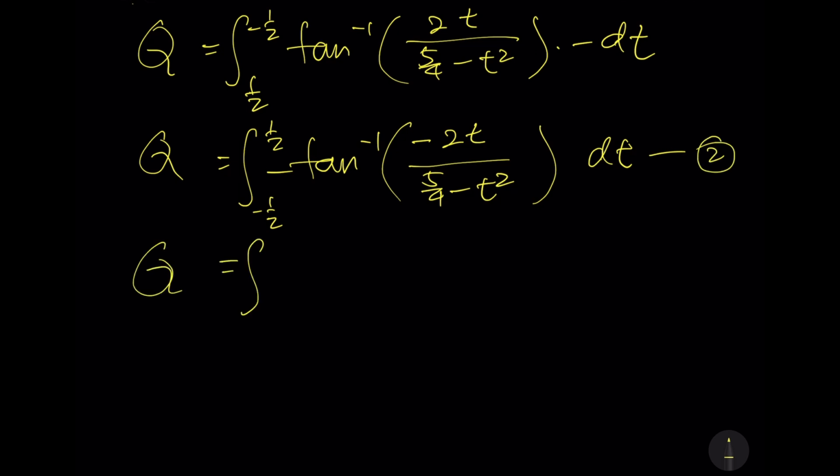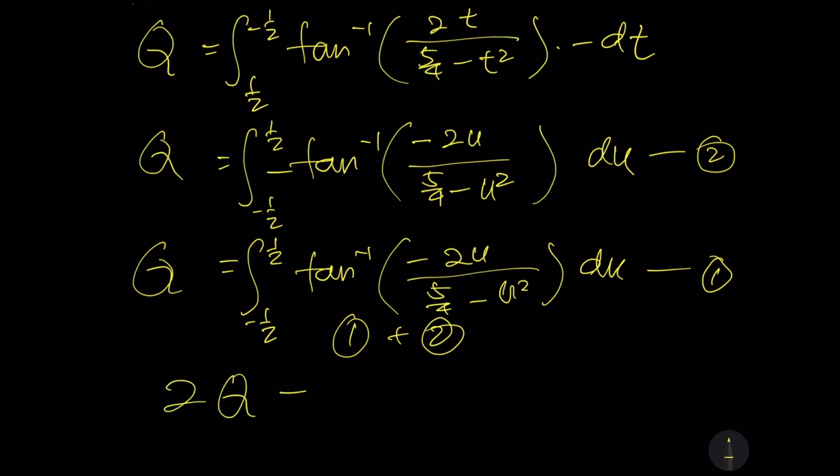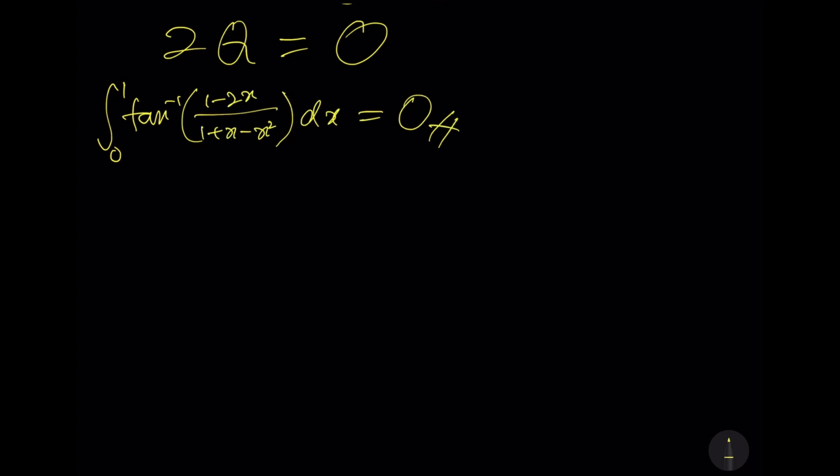And then we copy the previous equation 1, put it here side by side with equation 2. Both equations look similar, one in u, one in t, but doesn't matter. t or u are just dummy variables. Here we can change equation 2 from t to become u. Apply equation 1 plus equation 2. We have 2Q equals to 0. So conclusion of this video, final answer of this question is equals to 0.